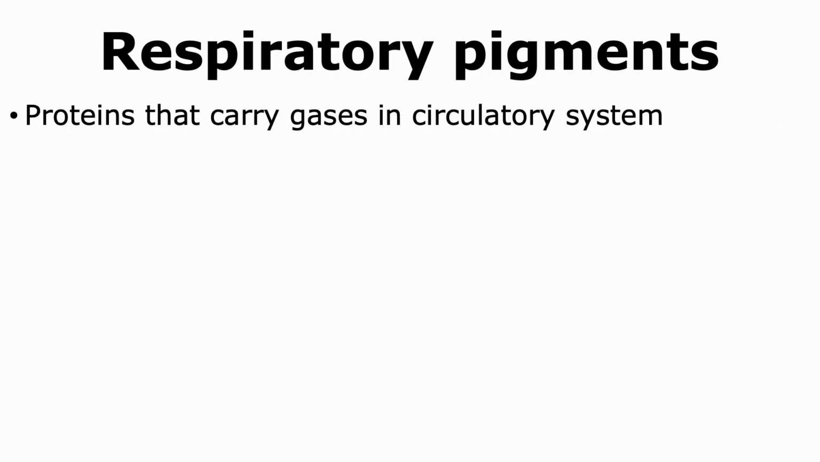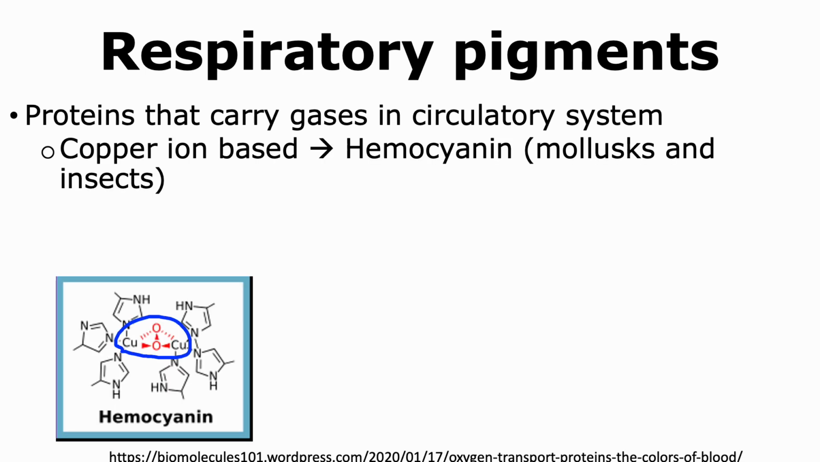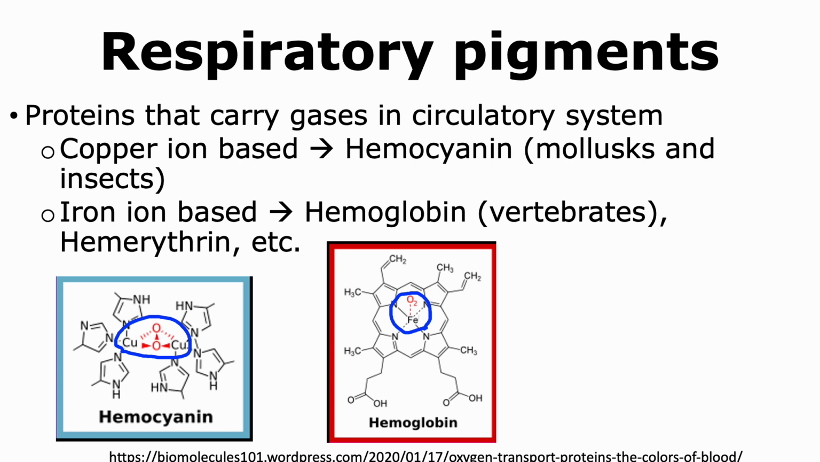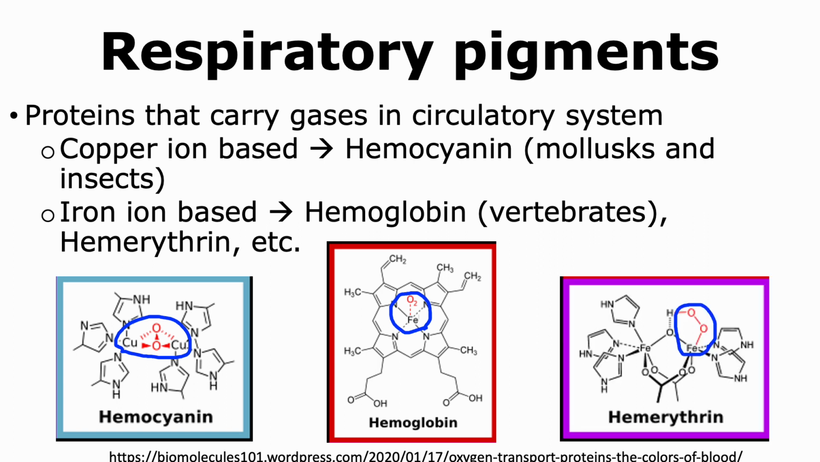Oxygen can be transported in the circulatory system with the help of proteins. These proteins, or respiratory pigments, can have copper ions that bind to oxygen and mediate transport. An example of such a protein is hemocyanin, which is present in mollusks and insects. We also have respiratory pigments that use iron to form complexes with oxygen. Common examples are hemoglobin, which is found in vertebrates, and hemerythrin, which is found in some invertebrates, especially those present in marine environments.